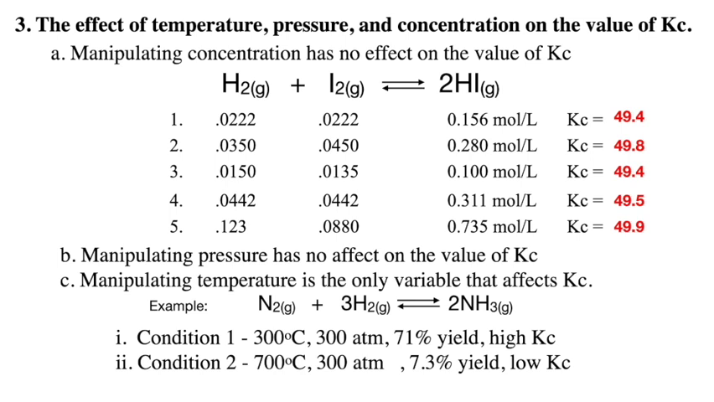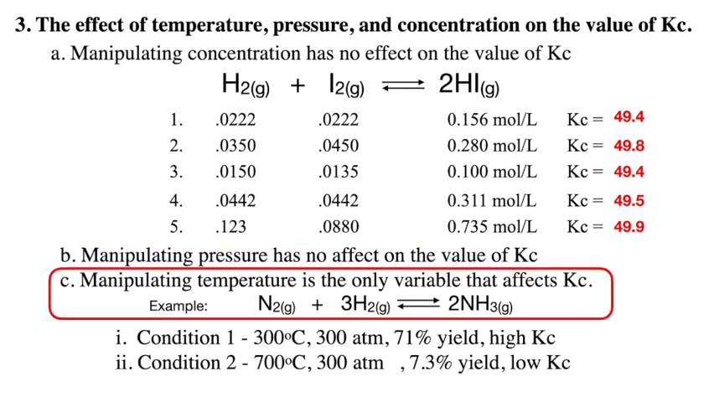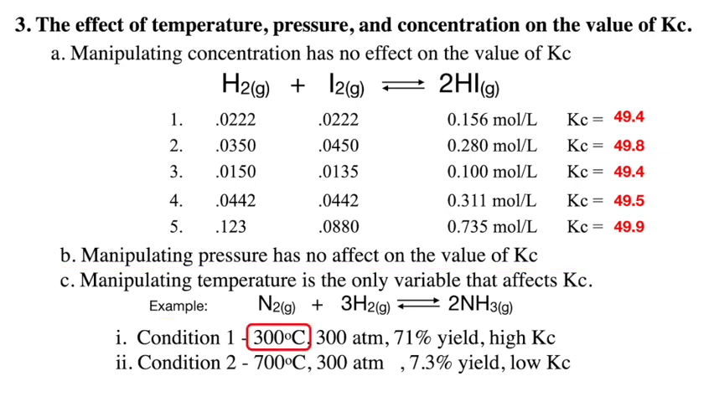49, 49, 49. Okay, the point is Kc is a constant, and when I manipulate concentration, that has no effect on Kc. Pressure has no effect on Kc. But if I manipulate temperature, I do change the value of Kc. Look at this. 300 degrees Celsius gives me a high Kc. 700 gives me a lower Kc. So temperature is the one variable that actually affects the value of Kc.